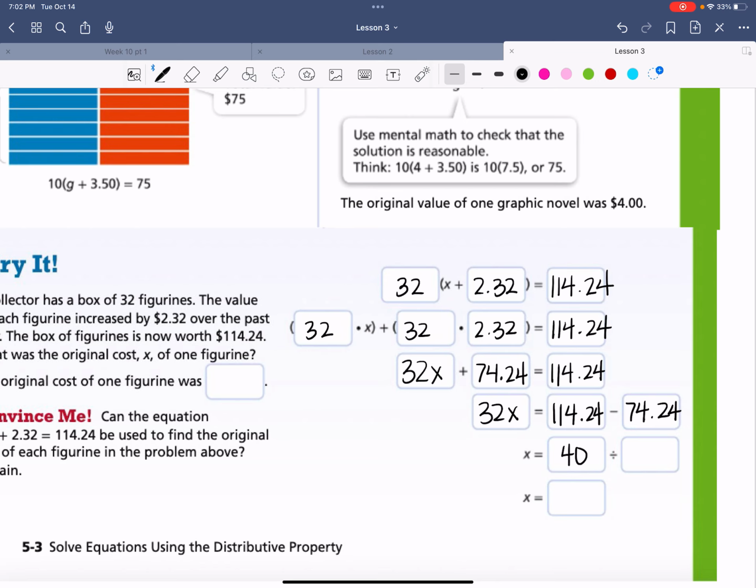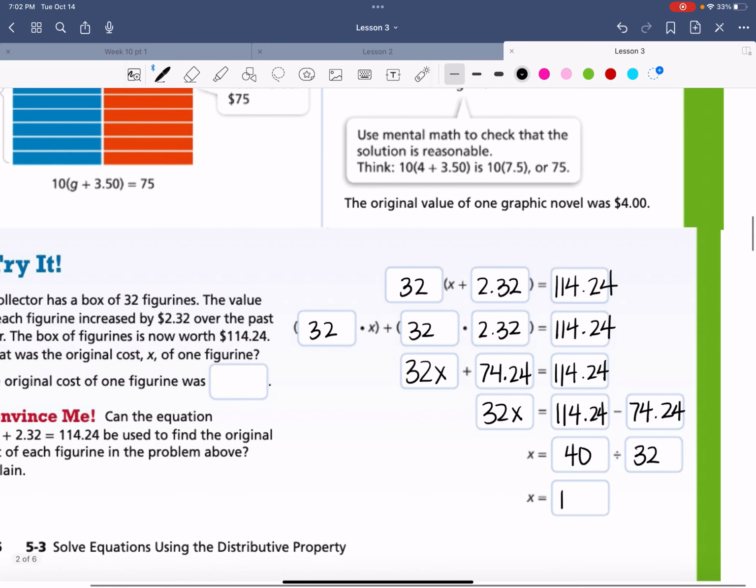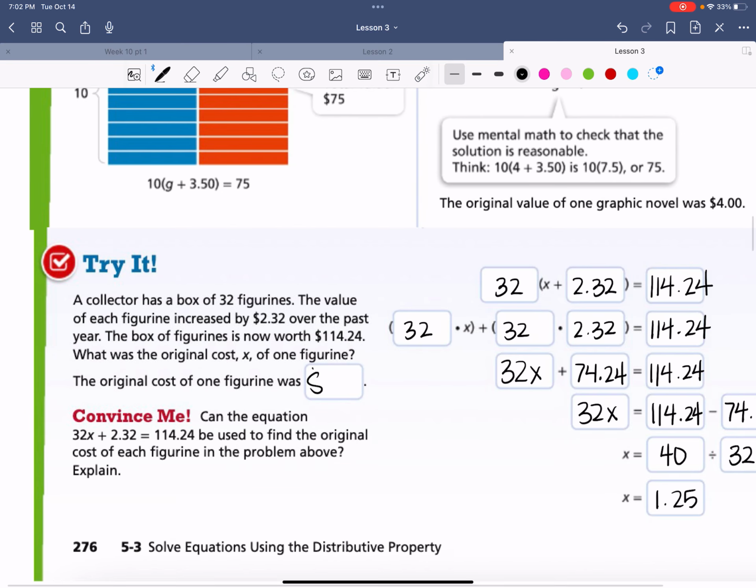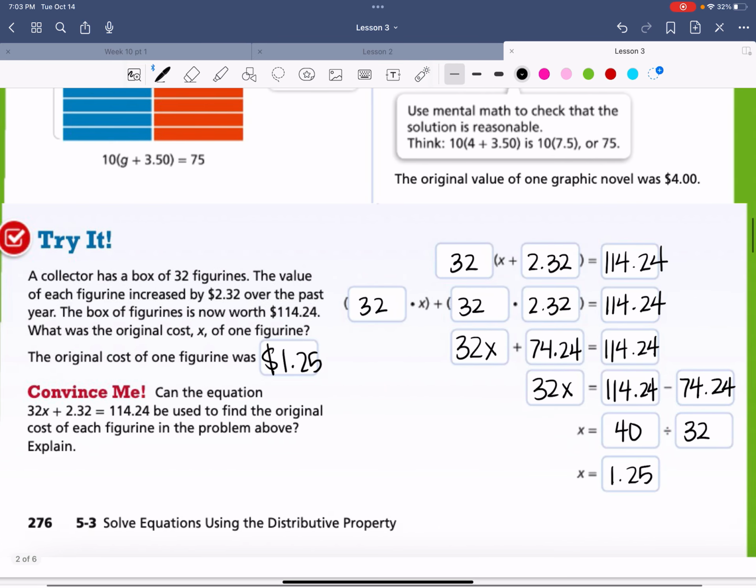Let me get my highlighter. Up here, X is being multiplied by 32. To undo that, we would need to divide by 32. And 40 divided by 32 is 1.25. So the original cost of one figurine was $1.25. Really, all we did was distribute it out and solve. I know this is a lot of boxes and looks a little overwhelming, but when we see it with our normal routine and putting our X, it will become easier. So don't let that question overwhelm you.